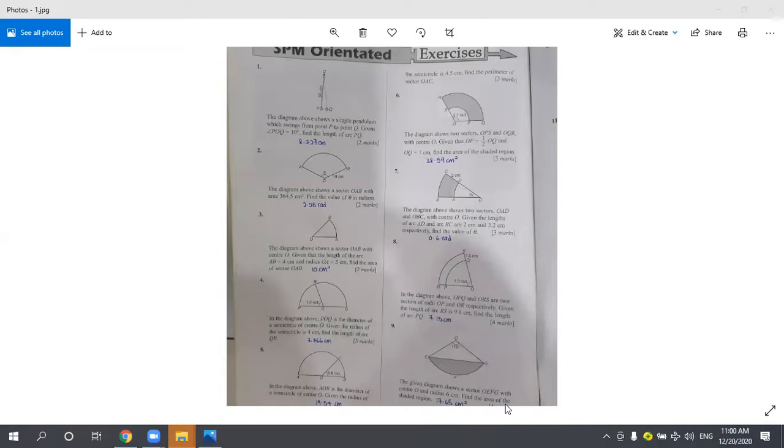Okay, so the last one, number 9. You want to find the area of the shaded. So you have to use the sector minus triangle. So 1/2 r squared theta minus 1/2 ab sine C. So 1/2 your r is 6 squared, your theta you have to convert into radian, and then minus 1/2 ab sine C. Then press the calculator, you will get 70.65 square.